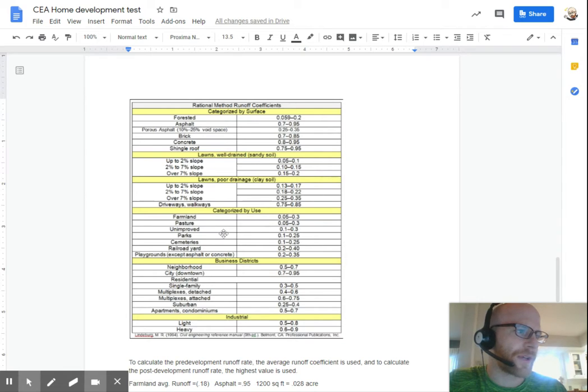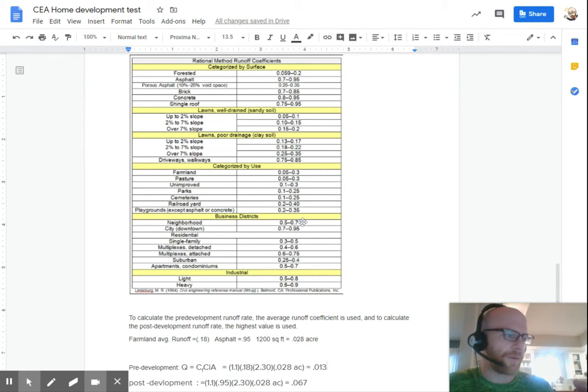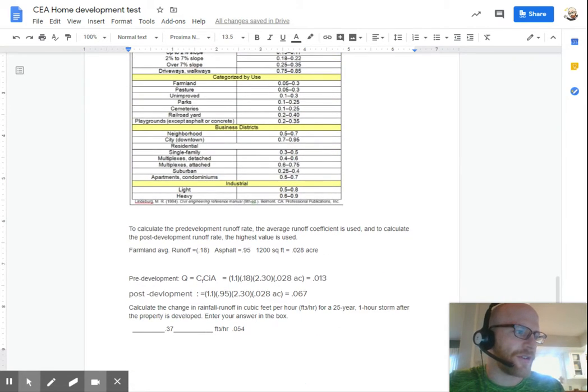If you look at this chart here, the farmland is 0.05 to 0.3 on this coefficient of rainwater absorbing runoff. It says in the question to calculate the pre-development runoff, the average coefficient is used. So you take the average of 0.05 and 0.3, which is, you add those together, divide it by 2, 0.175, and you round it to 0.18.